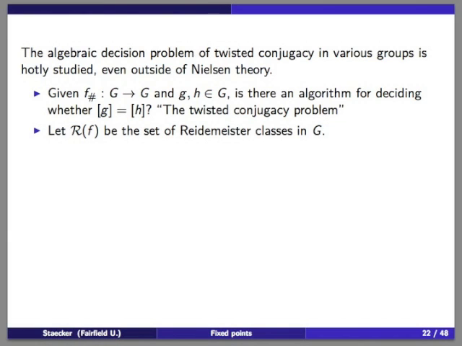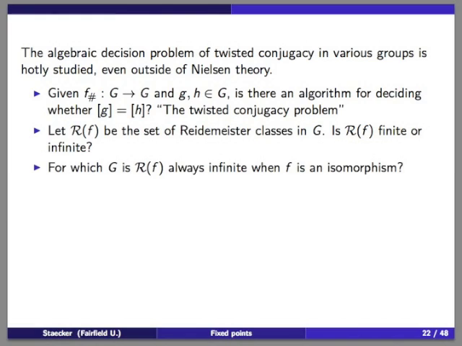Here's another thing that you could talk about. I'm going to call this R of f, the set of Reidemeister classes, the set of twisted conjugacy classes. For particular maps, is this set finite or infinite? Or you could ask, are there groups for which this set is always infinite?